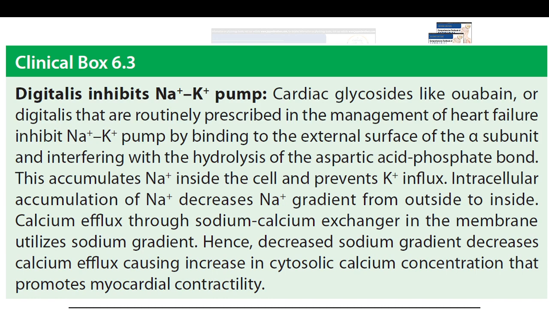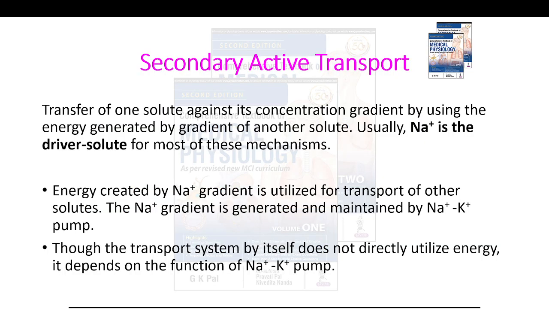So digitalis, this is a drug which is used in the treatment of cardiac disorders. Digitalis, routinely prescribed in the management of heart failure, inhibits the sodium potassium pump by binding to the external surface of the alpha subunit. So up to this, we have discussed primary active transport and the different sodium potassium ATPases.